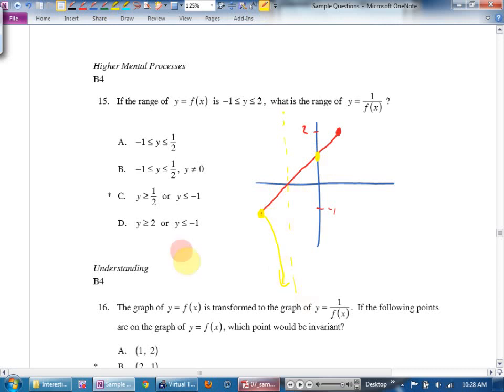Here, walk to the left, closer to 0, shoot off to infinity. Walk to the right, I'm getting higher, so my reciprocal is going to get lower. What's the highest my little sketch here gets? So what's the lowest this is going to get? Everything above and touching 1/2.